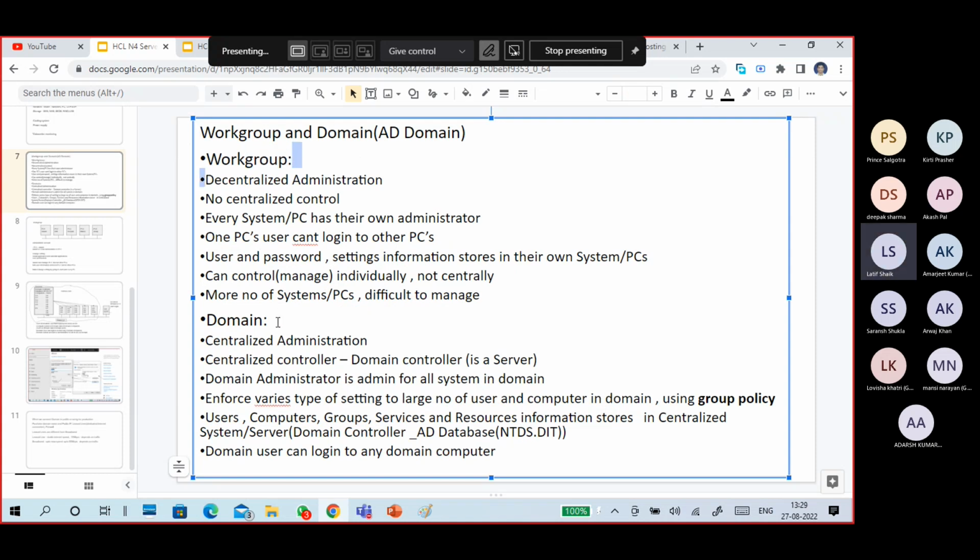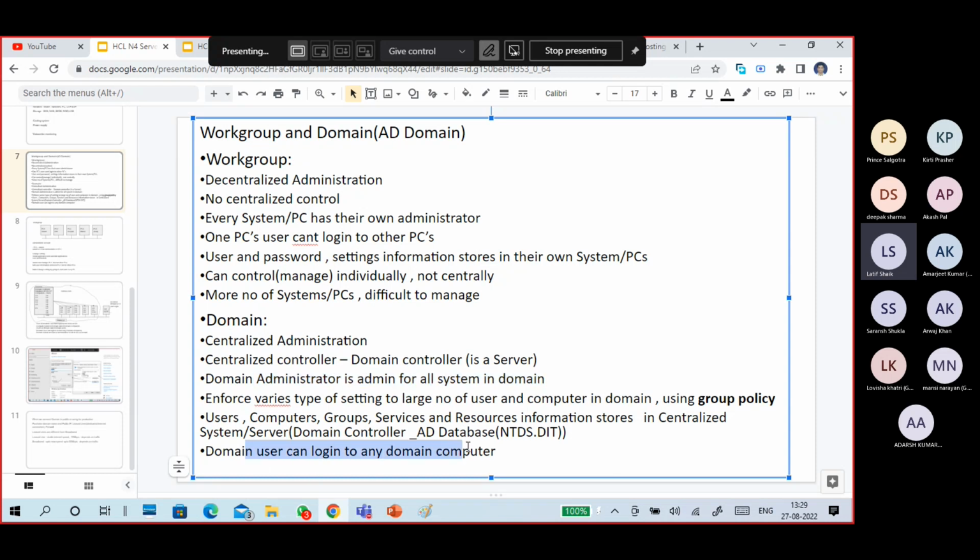What is a workgroup? What is a domain? Guys, the difference between workgroup and domain. Workgroup is a decentralized administration. Domain is a centralized administration. In a workgroup, there is no centralized control, but in the domain there is centralized control. The controller is called the domain controller, which is also nothing but a server. In a workgroup, each and every PC has its own local administrator to manage the PC, controlling individually, not centrally. In the domain, there is a domain administrator for all the systems.